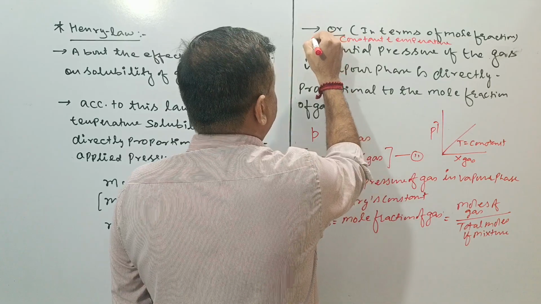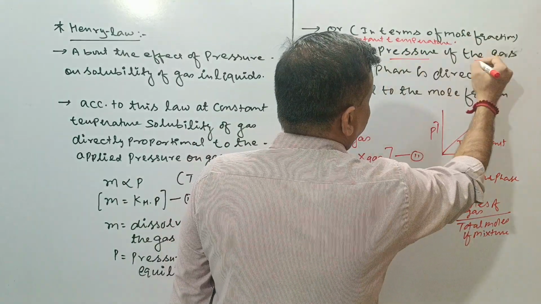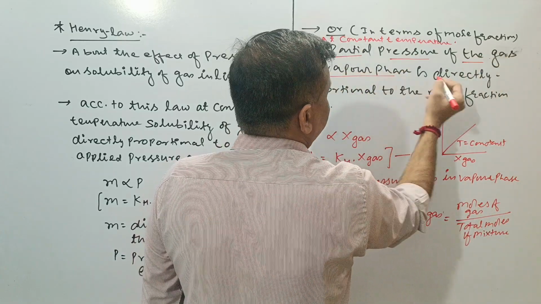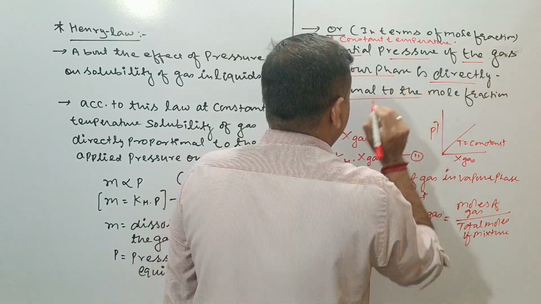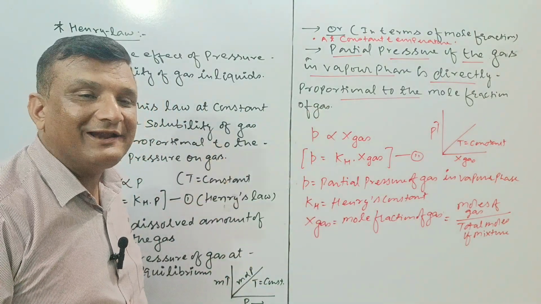At constant temperature, we can say the partial pressure of the gas in the vapor phase is directly proportional to the mole fraction of the gas. This was about Henry's law.